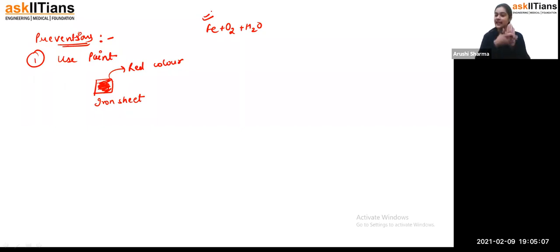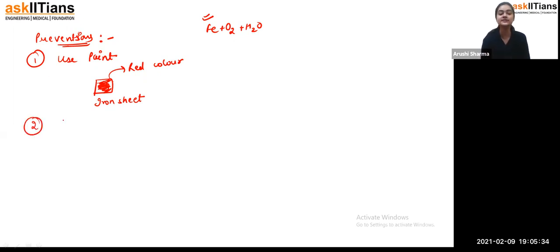Why? If this is an iron sheet, and over it you are painting with any color paint, I'm not talking about any specific paint, this paint will act as an insulator. How is it acting as an insulator? Because paint is there, oxygen and water will not come in direct contact with iron; they will come in contact with the paint. So your iron is not getting corroded, so you can use paint for that.